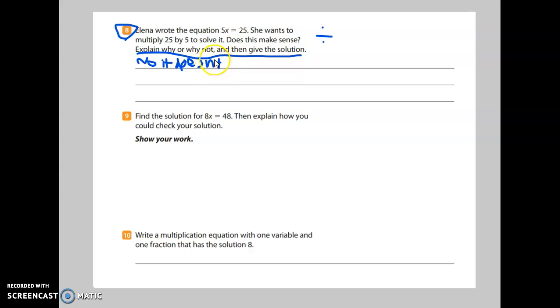Imagine if my handwriting was really this bad. Y'all would never have been able to take notes. So no, it doesn't make sense.